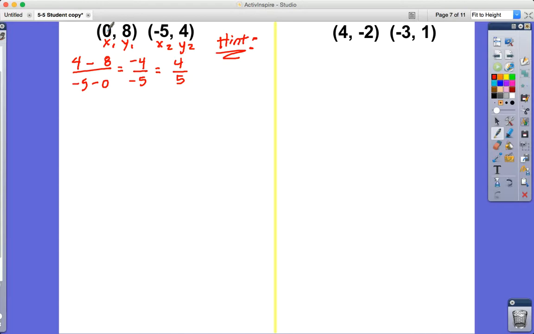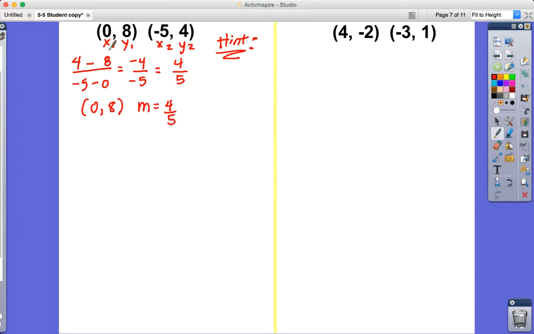My hint is whenever you see 0 as an ordered pair, I always pick 0, because anytime you multiply by 0, you get 0, everybody. So pick the ordered pair that has 0. Watch how easy this is. It gets rid of fractions as well. Well, it helps out with fractions a lot. So we have 0, 8, and m is equal to 4/5.